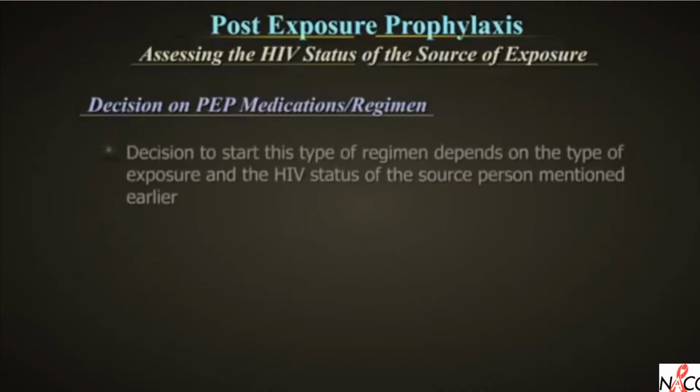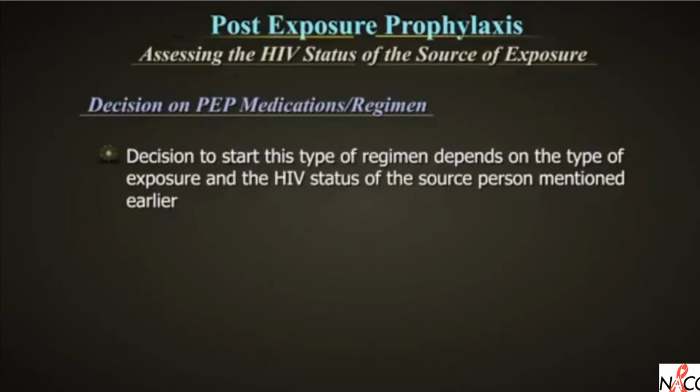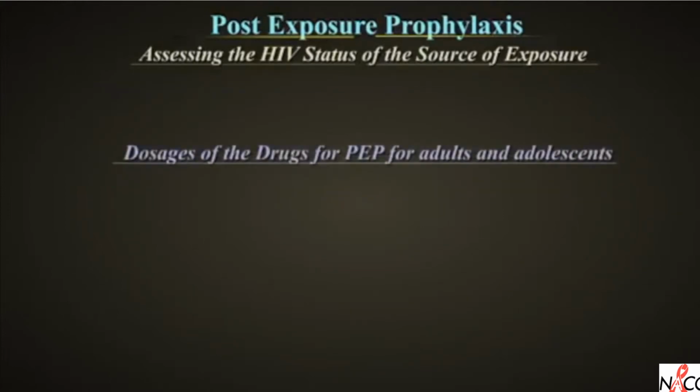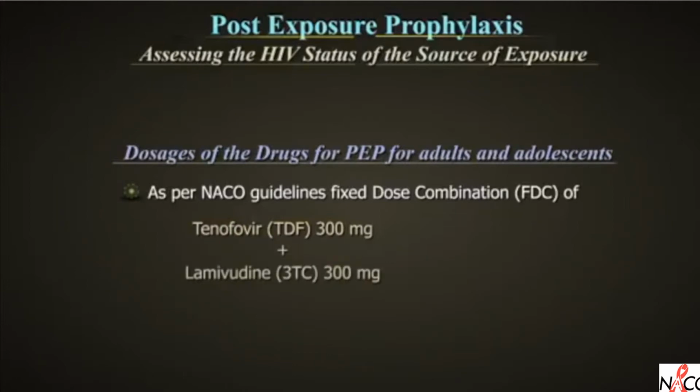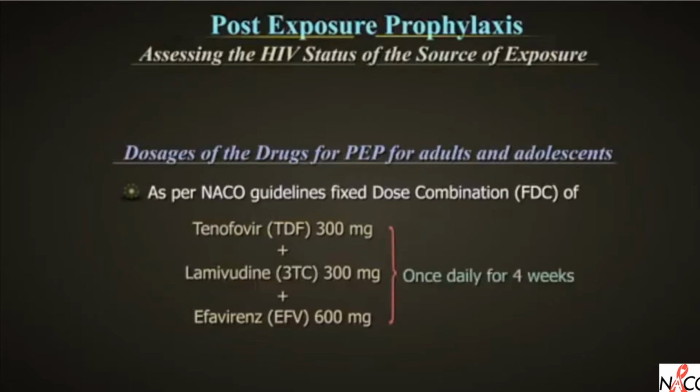The basic thing that needs to be understood is that for any suspected HIV exposure through a needle, the answer lies in PEP and within 72 hours or 3 days. That's the main thing. The decision to start this type of regimen depends on the type of exposure and the HIV status of the source person mentioned earlier. Dosages of the drugs for PEP for adults and adolescents: fixed dose combination FDC of tenofovir, that is TDF, 300 milligrams plus lamivudine 3TC 300 milligrams plus efavirenz EFV 600 mg once daily for 4 weeks.